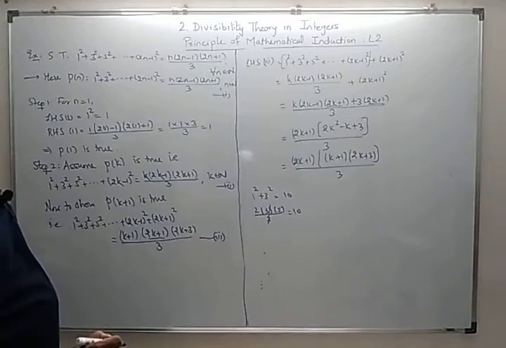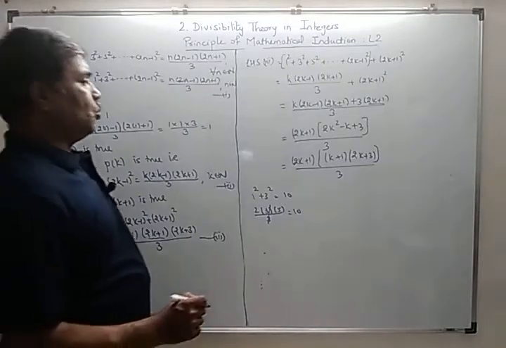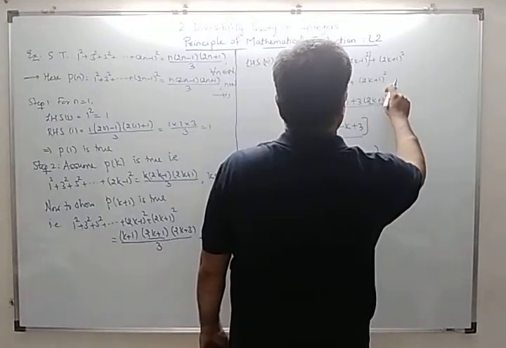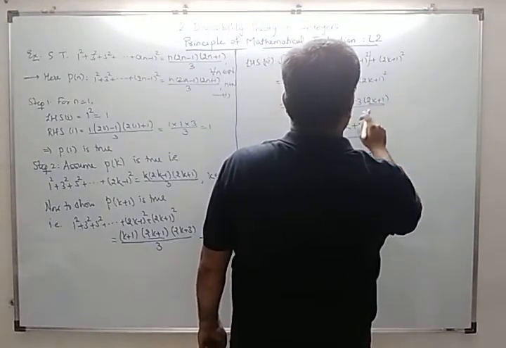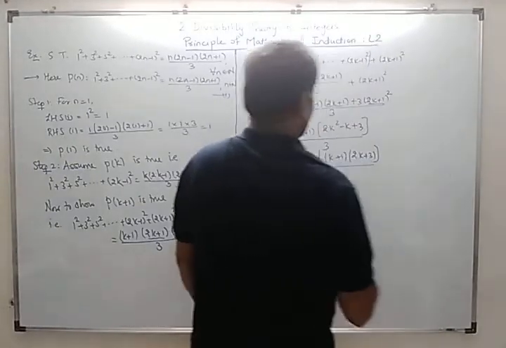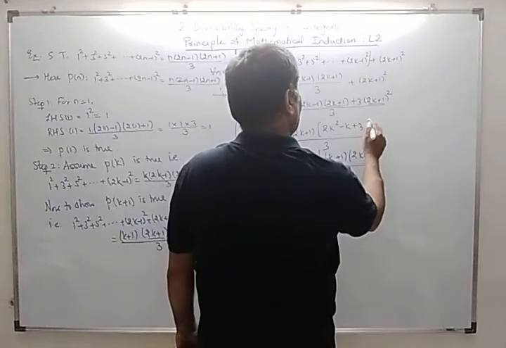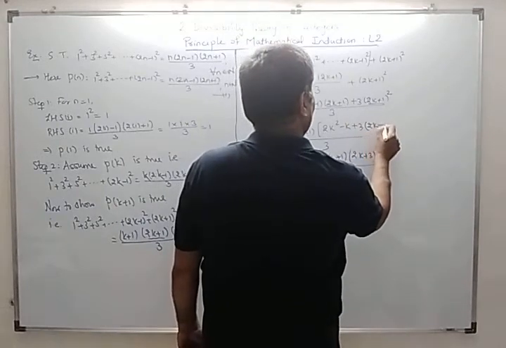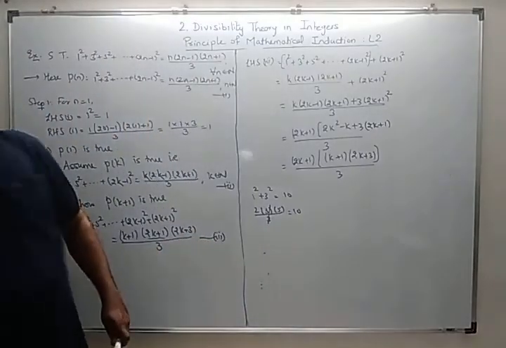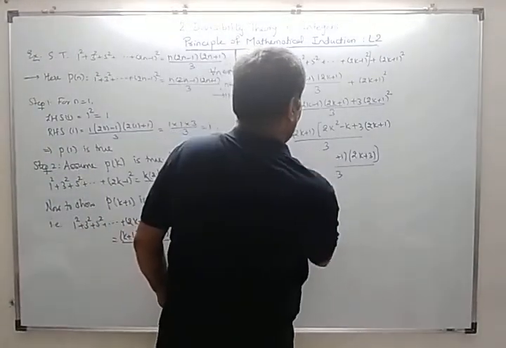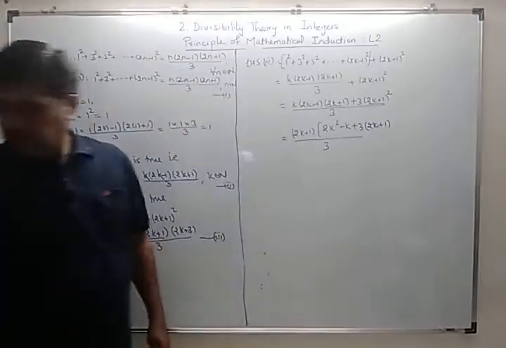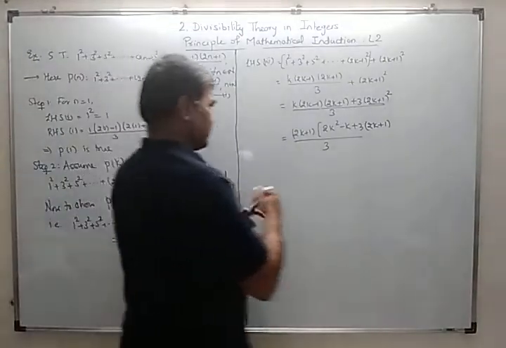Next one. Oh, what happens here? This is my (2k plus 1) bracket square. Okay, so this is (2k plus 1) bracket square. And due to that there is some mistake here. 3 into (2k plus 1), this term should be there. Due to that small mistake, we are unable to go ahead. Now we'll get it.